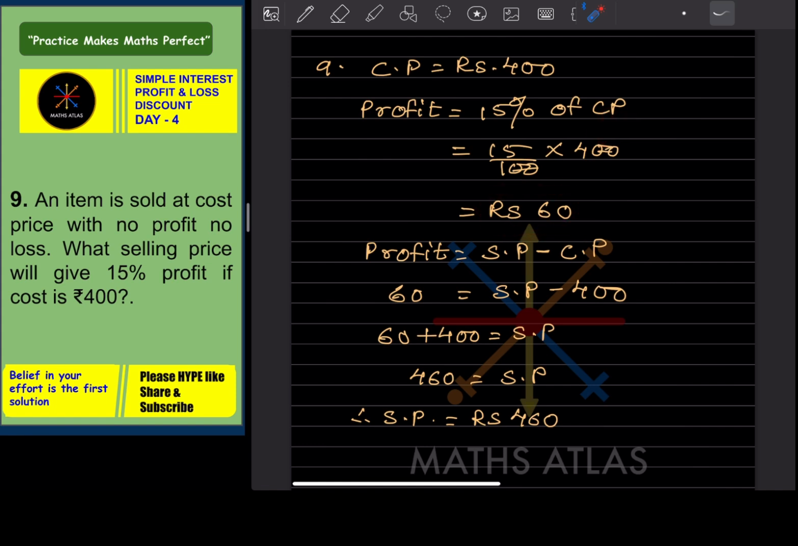So now we want the selling price, because here they said 15% profit. So we got a profit of 60 rupees. Again, we are going to use the formula for the profit. Profit is selling price minus the cost price. So profit here we'll put 60. We don't know the selling price, and the cost price is 400. So this will go to the left side: 60 plus 400 is the selling price. So this is going to be 460. So we can say selling price is rupees 460.